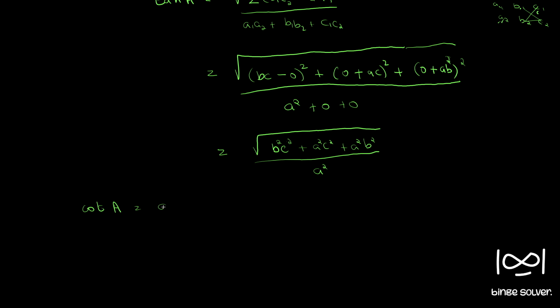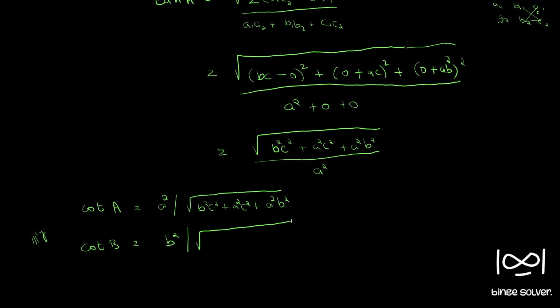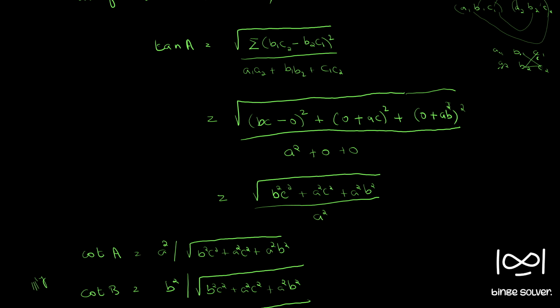What is cot A? Cot A is nothing but A square by root of B square C square plus... Now since this is a symmetric equation, we can easily write similarly what B is, B square by root of... You can check if you want, but we can easily write this. We got our cot A, cot B, cot C.